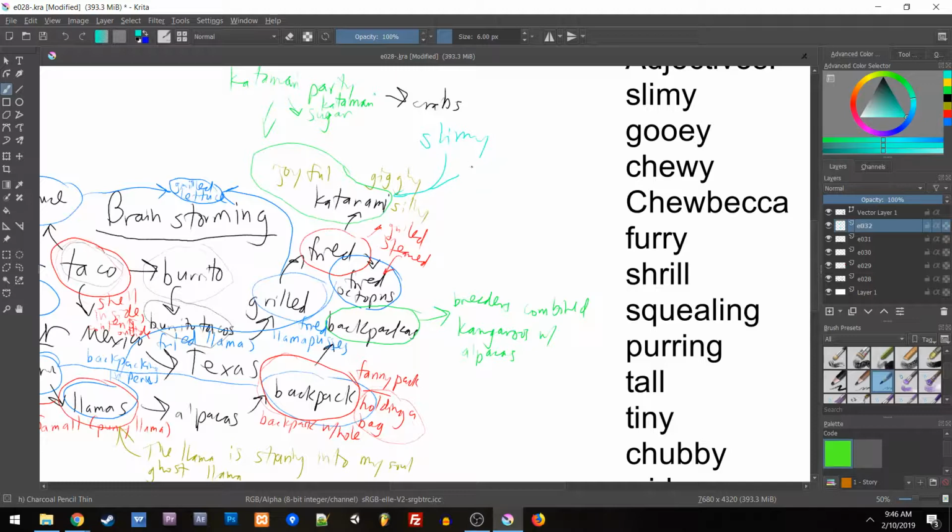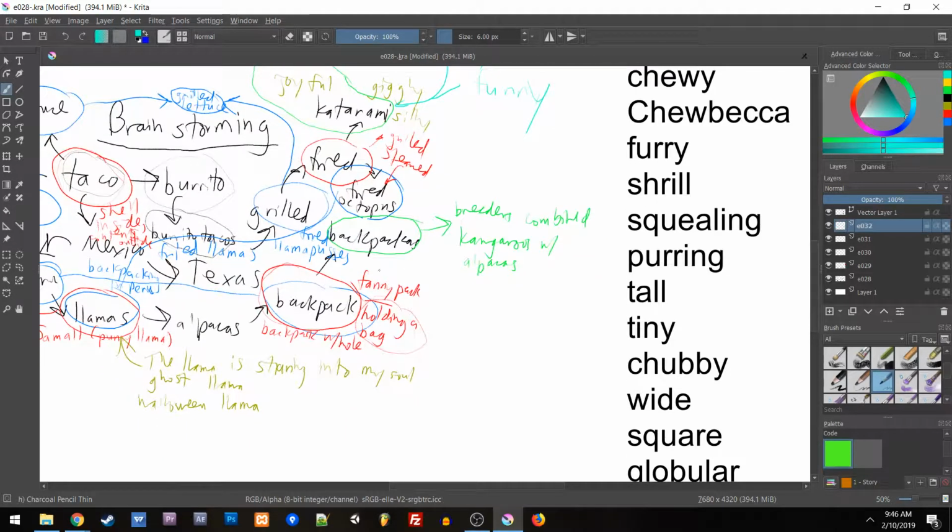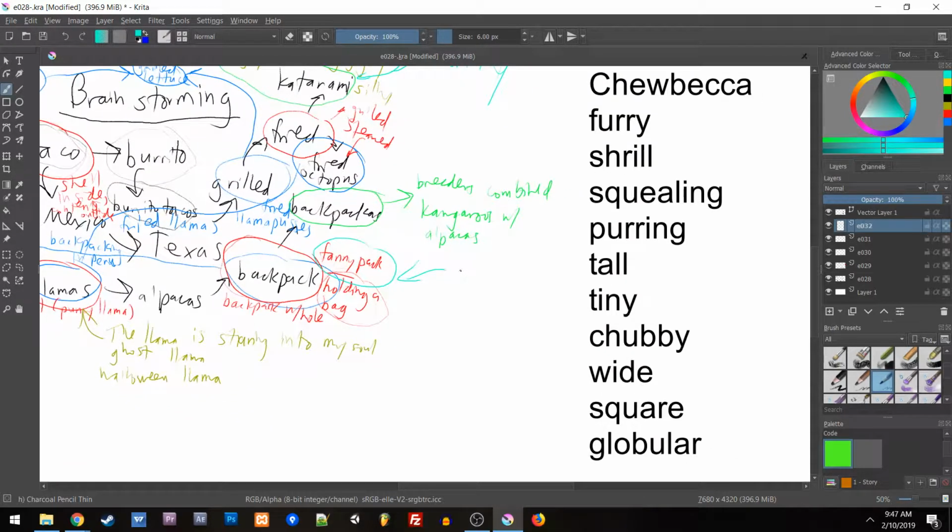So if this was just my own brainstorming list, it really wouldn't matter. I hope that didn't confuse any of you. So we've got slimy, we've got a furry Katamari. Let's look at another word because I keep getting that one mixed up. Let's look at fanny pack. And so as you can see, we are breaking off from the other brainstorming techniques. So let's say that we have a purring fanny pack.